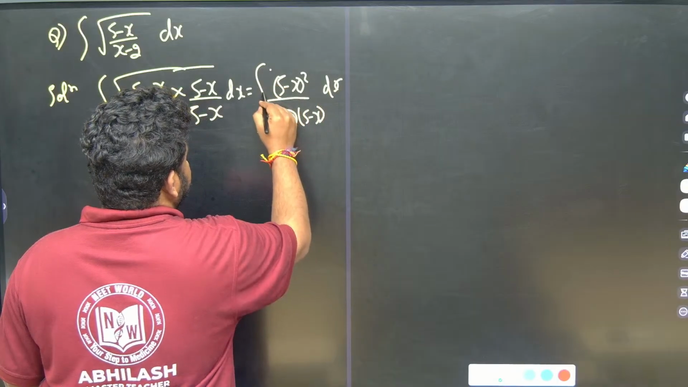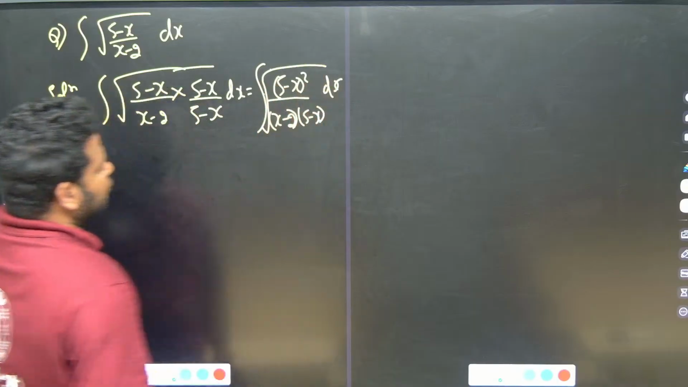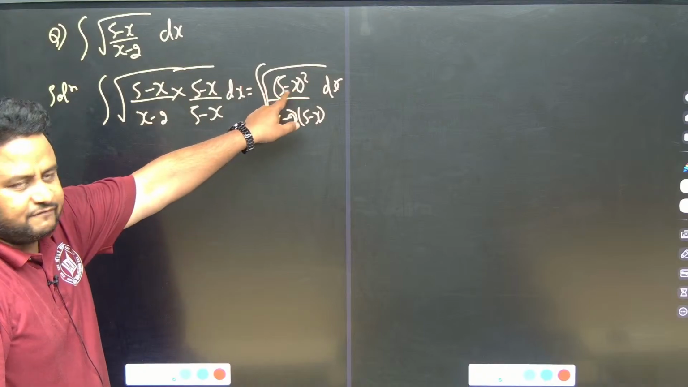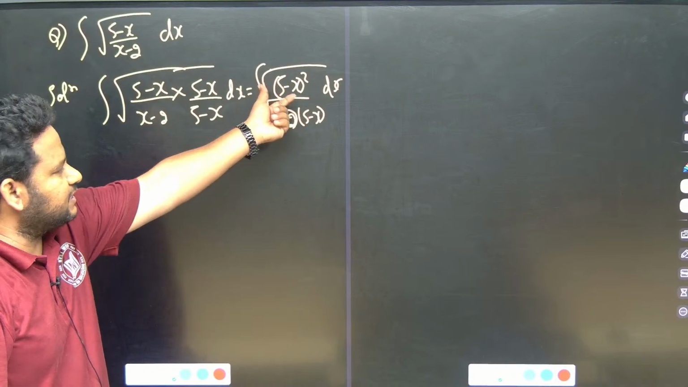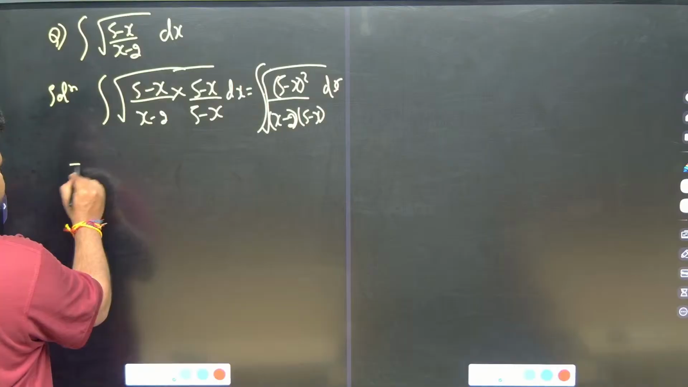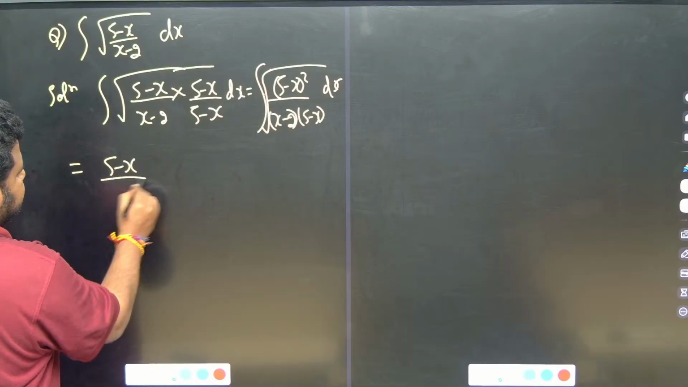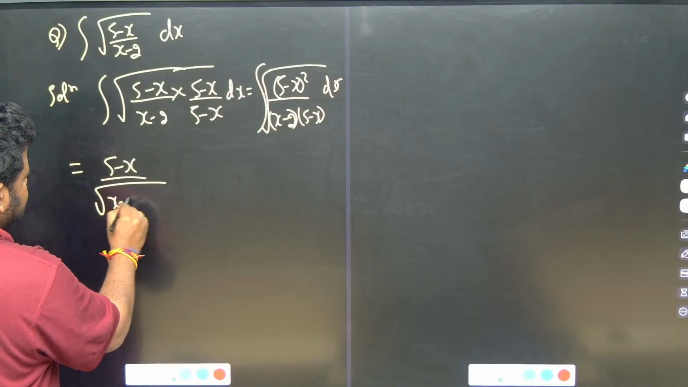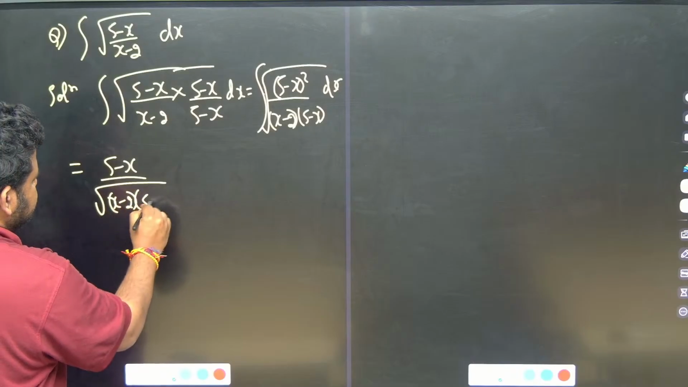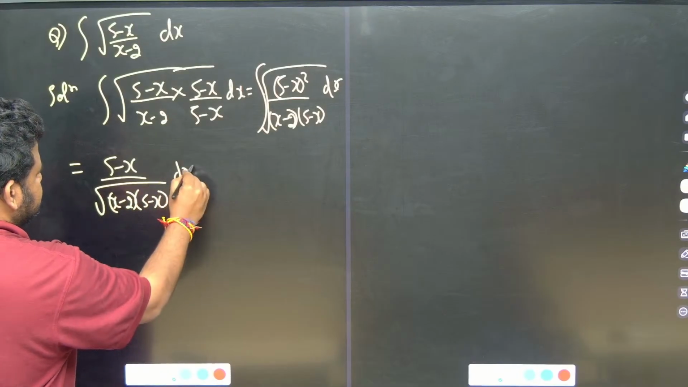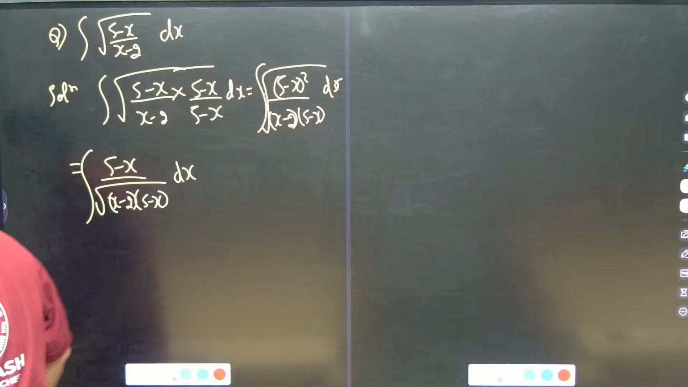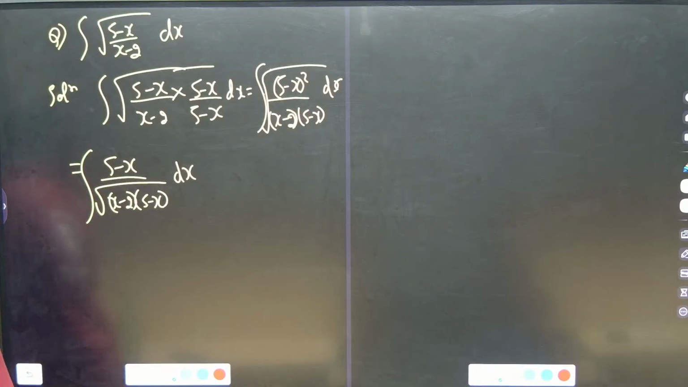Everything is within the square root. Now, (5 minus x) square is there, so I can take it outside the square root. This will become the integral of (5 minus x) divided by the square root of (x minus 2) into (5 minus x) dx. This is what I would be having.